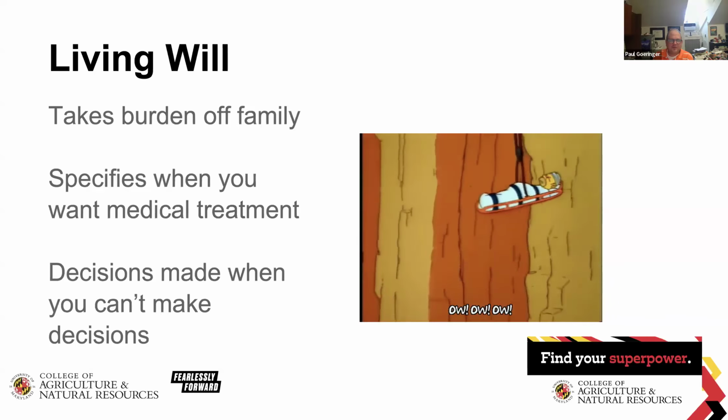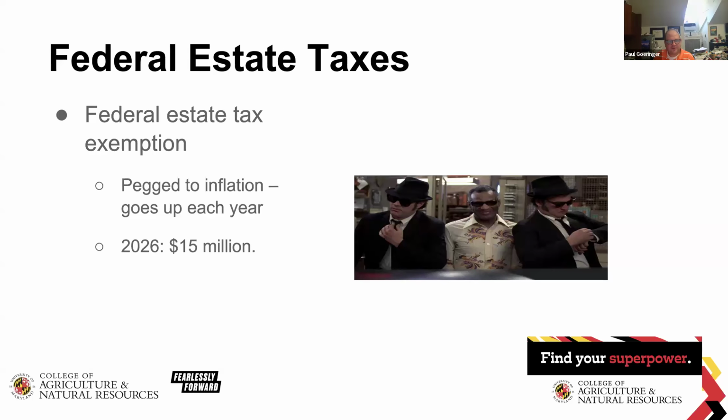Let's quickly run through tax because I want to make sure I get done in about the next 5 minutes, so I have time for questions. Federal estate tax is pegged to inflation. It goes up each year. It's $15 million this year. As already said, it's coupled for couples, so it is $30 million for a couple this year.